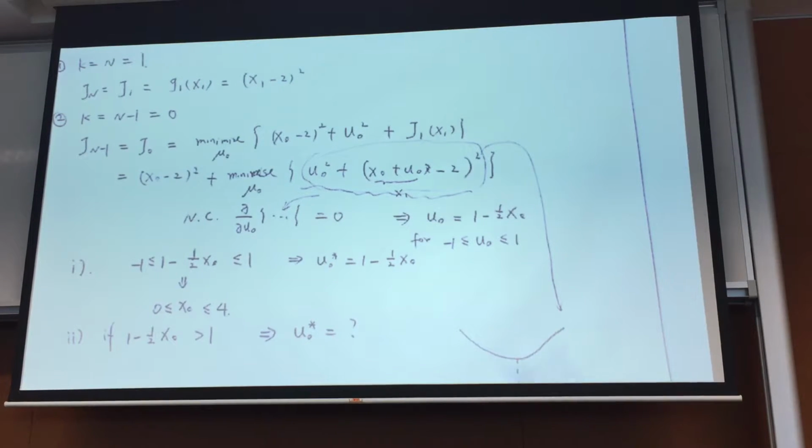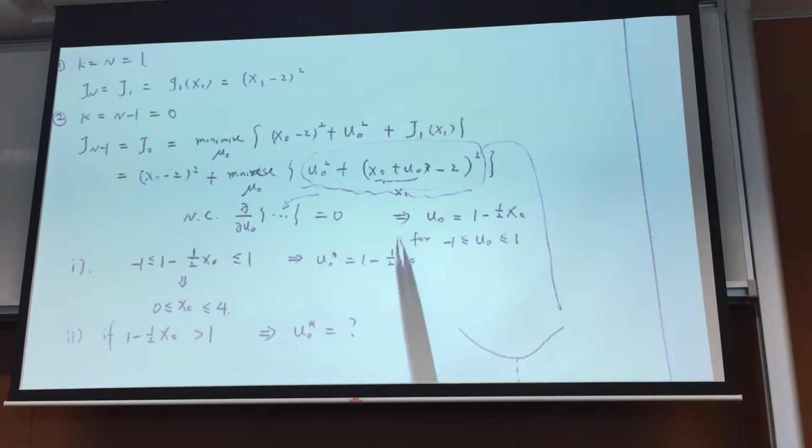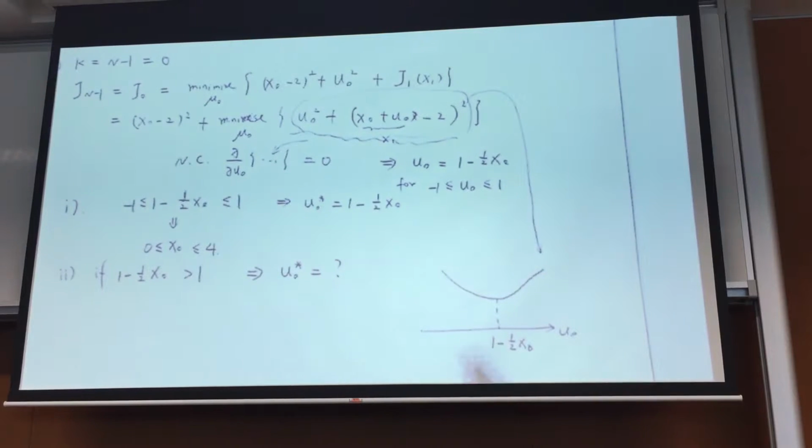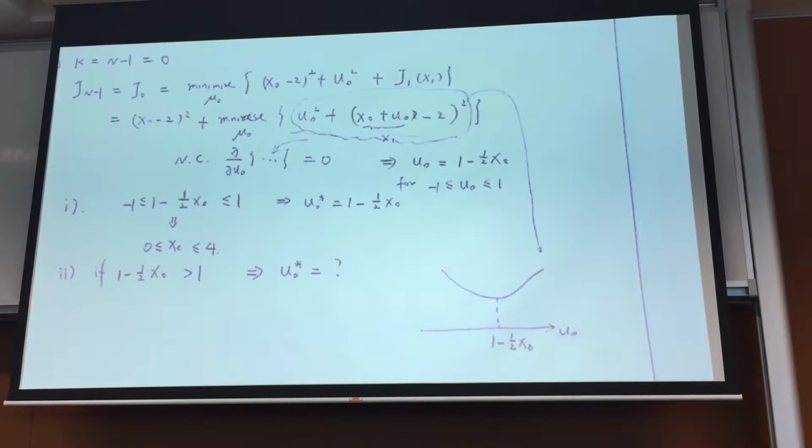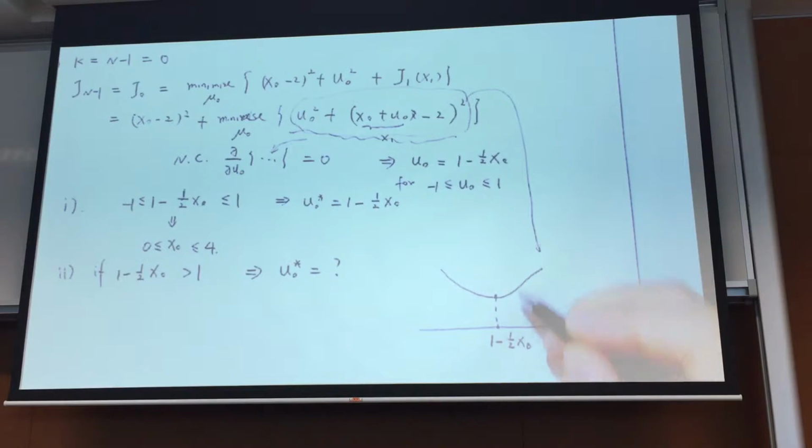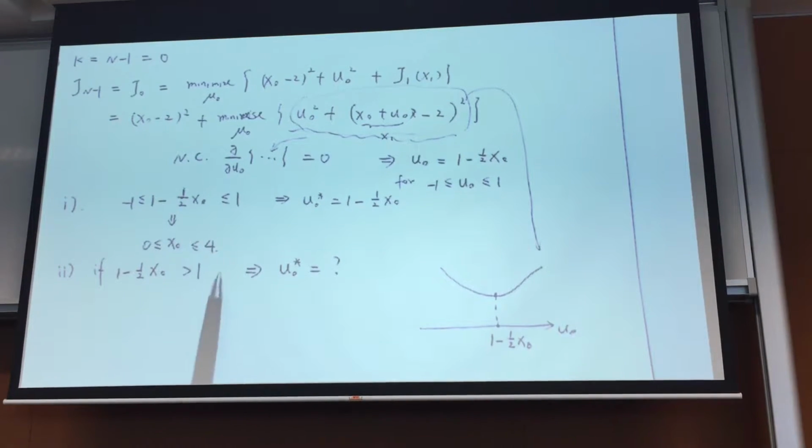So the shape of this function depends on x0, but we know this particular minimizing point is given by 1 minus half x0. But in this case, 1 minus half x0 is greater than 1.